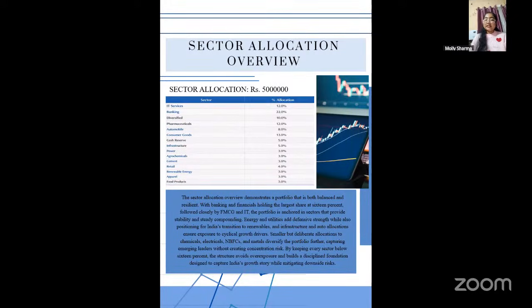Now, why this project is important, dear ladies and gentlemen: constructing a diversified Indian equity portfolio is more than just an academic exercise for us. It is a practical demonstration of how financial literacy translates into real world decision making. The importance of this project lies in its ability to bridge theoretical knowledge with applied investment strategies. By allocating 50 lakh rupees across 25 companies, the portfolio showcases how capital can be strategically deployed to balance risk and reward. That's all from my side. Now I want Rayan to continue with the things.